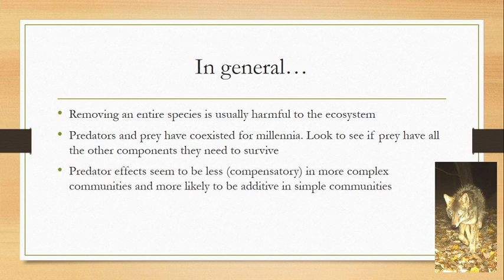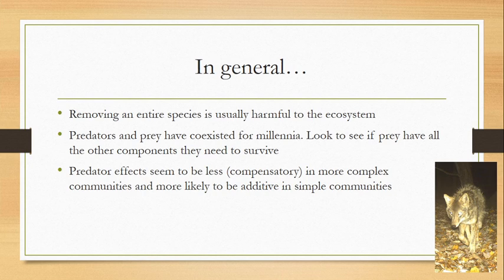The third thing I'd like you to think about is predator effects seem to be less additive, or compensatory, in more complex communities and are more likely to be additive in simple communities. So let me just say that one more time. The effect that the predator has on a species is more likely to be compensatory if we have a complex community. And it's more likely to just be additive if we have a simple community.